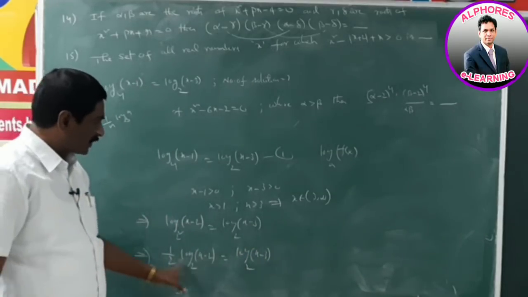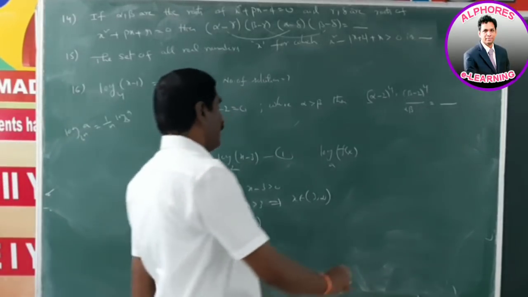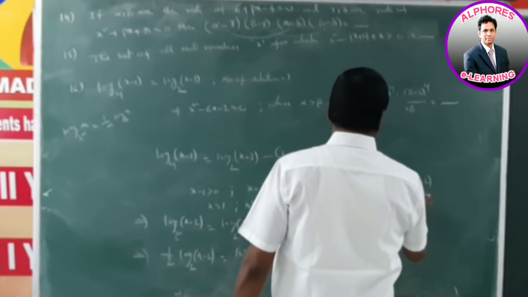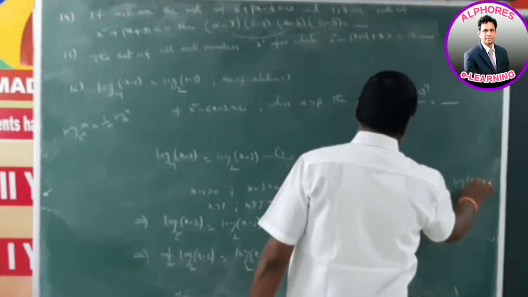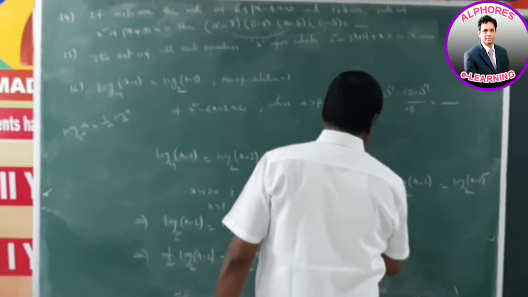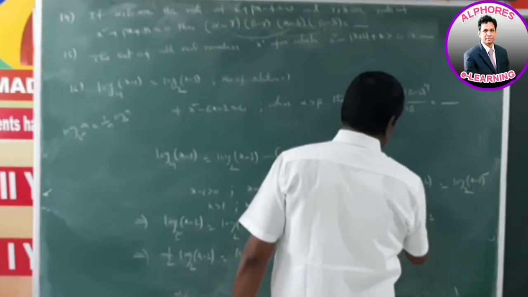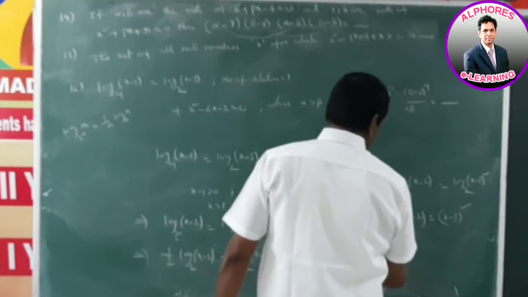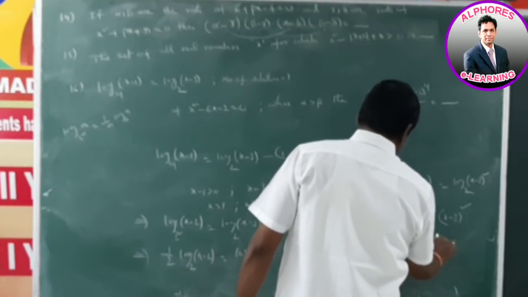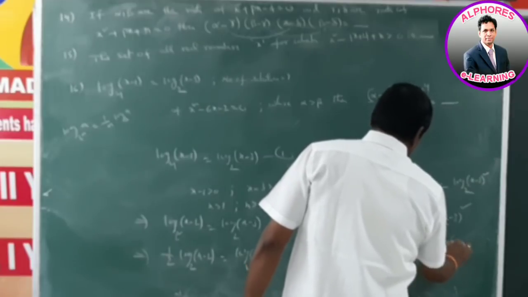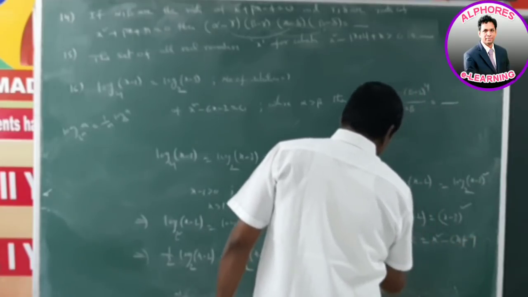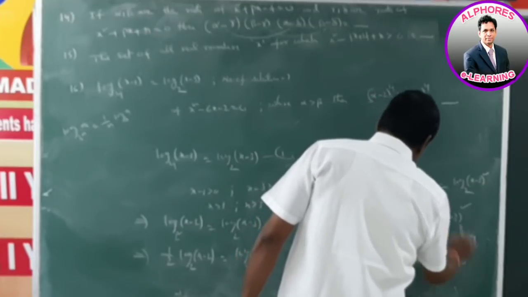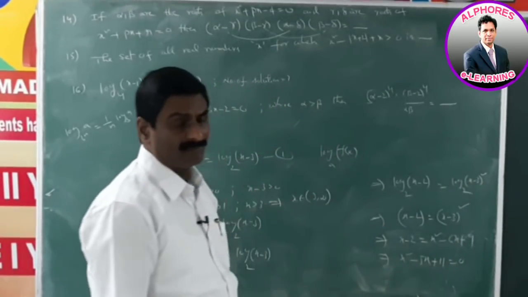For cross multiplication, 2 of log x minus 3. That means log of x minus 2 base 2 is equal to log of x minus 3 whole square base 2. That implies x minus 2 is equal to, eliminating the logarithmic function, x minus 3 whole square. After simplification, x minus 2 is equal to x square minus 6x plus 9. That means x square minus 5x plus 11 is equal to 0.